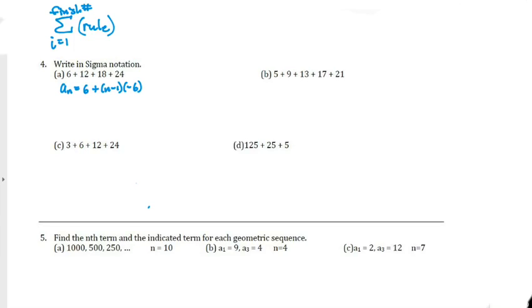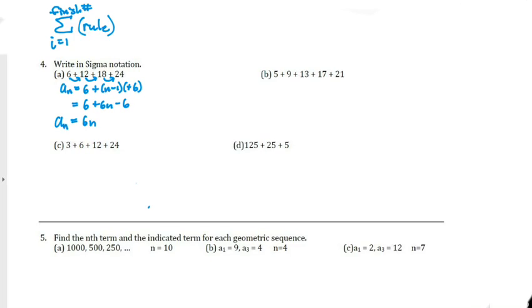How come we start with 6? Because that's the first term. Right? Not negative 6. That's silly. It's positive 6. Why is it positive 6? Because each time we're increasing by 6. Okay, so when we simplify this, we get 6 plus 6n minus 6. Oh, look at that. So this is just going to be 6n.